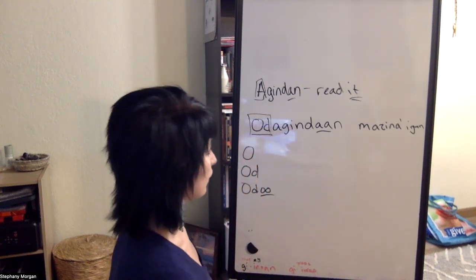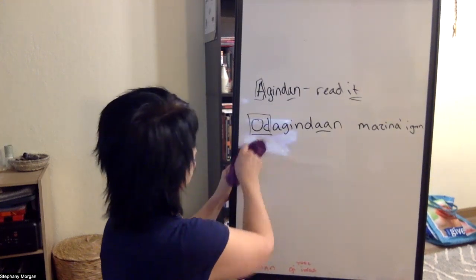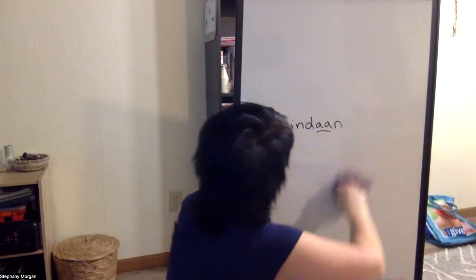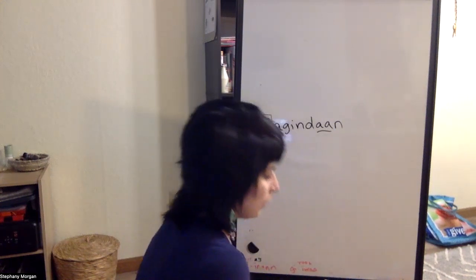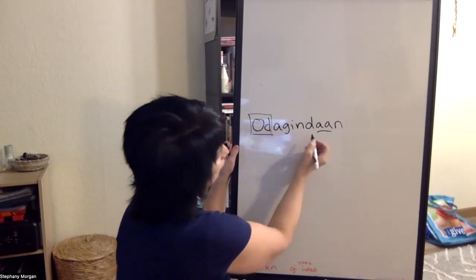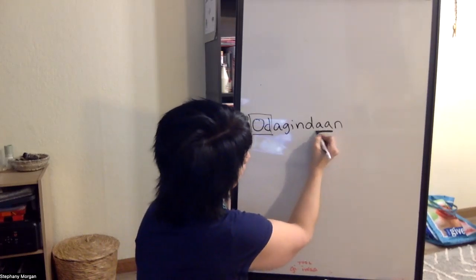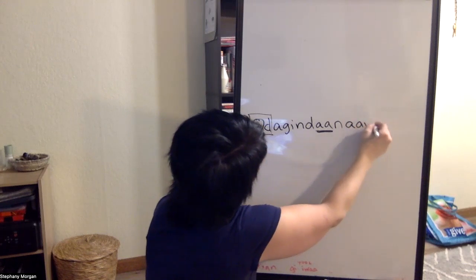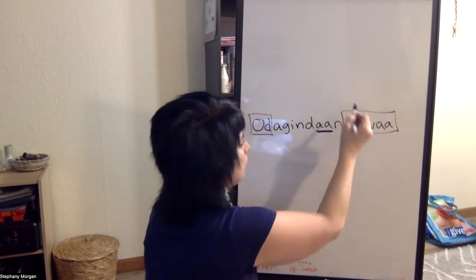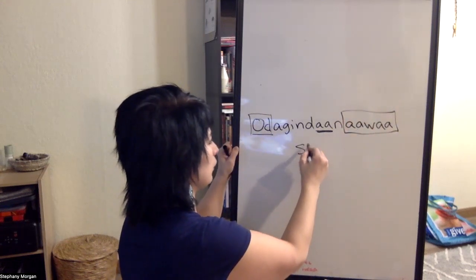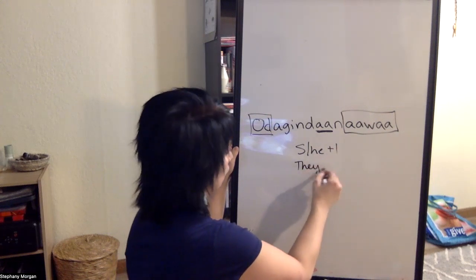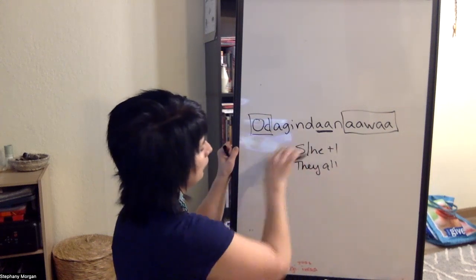Now, if we're talking about more than one person reading it, like let's say they are reading it, it would be more than one he or she. It starts with ween, and then again the an extends because we're adding a person. You add a wa, and this makes it more than one he or she, or they all are reading it.